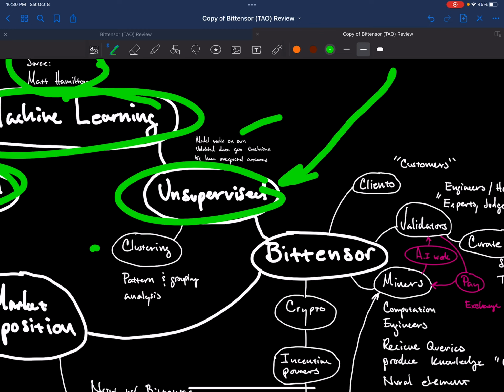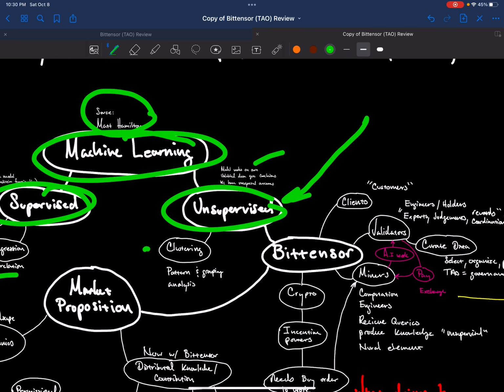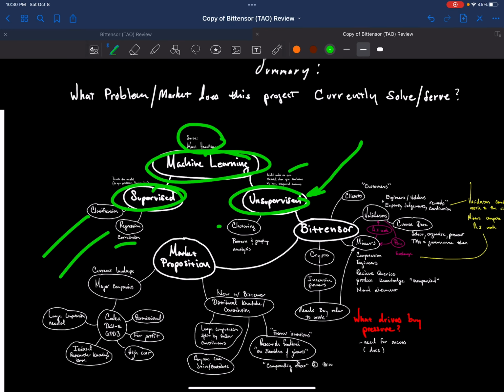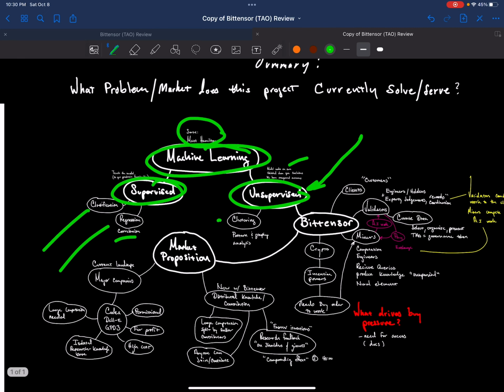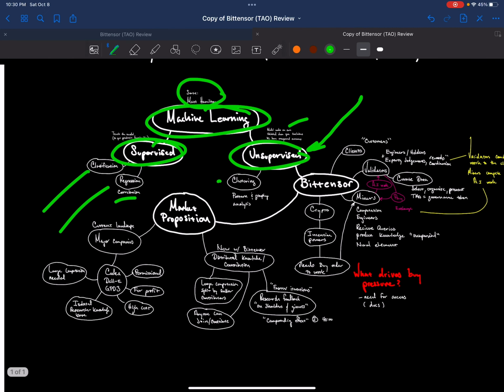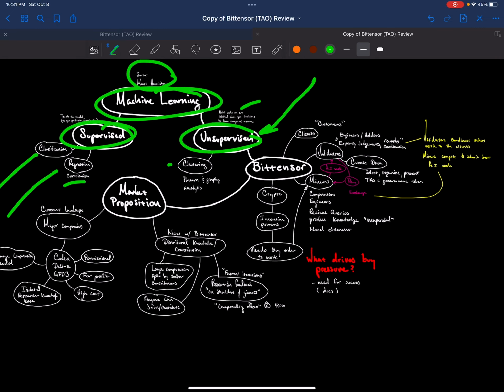The model works on its own. It's unlabeled data. It gets conclusions from the data. We have unexpected outcomes, find different correlations, find different patterns. That's what unsupervised is, and that's what Bittensor is under. It's not under the supervised part of machine learning, it's under the unsupervised.